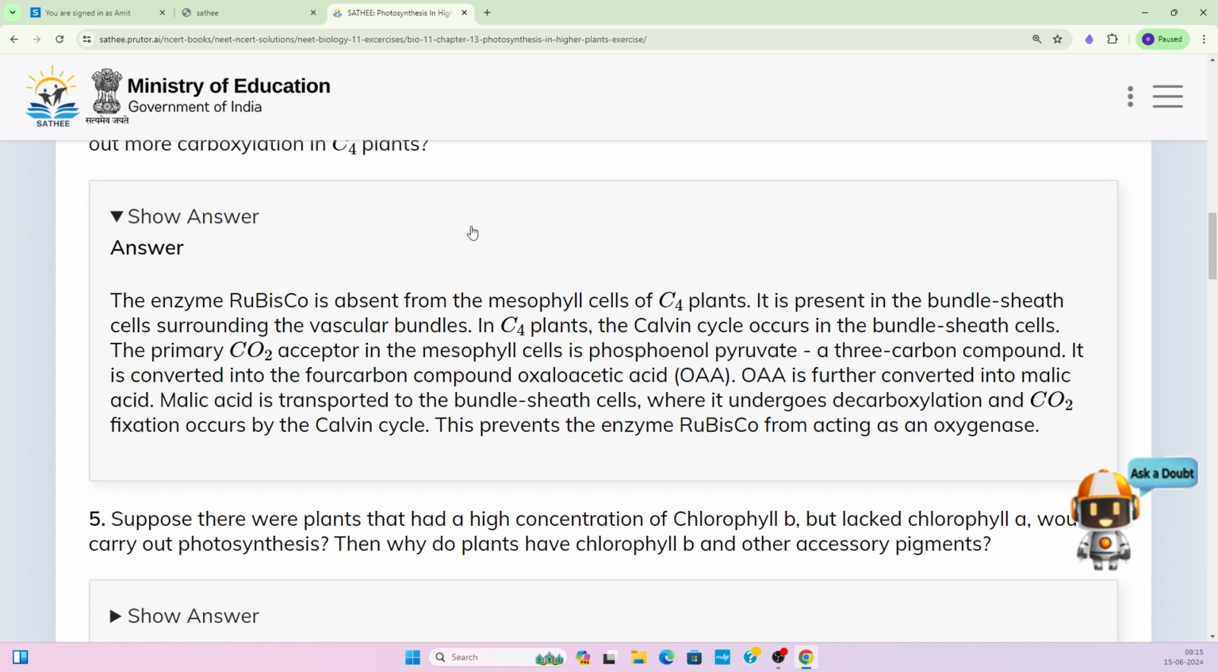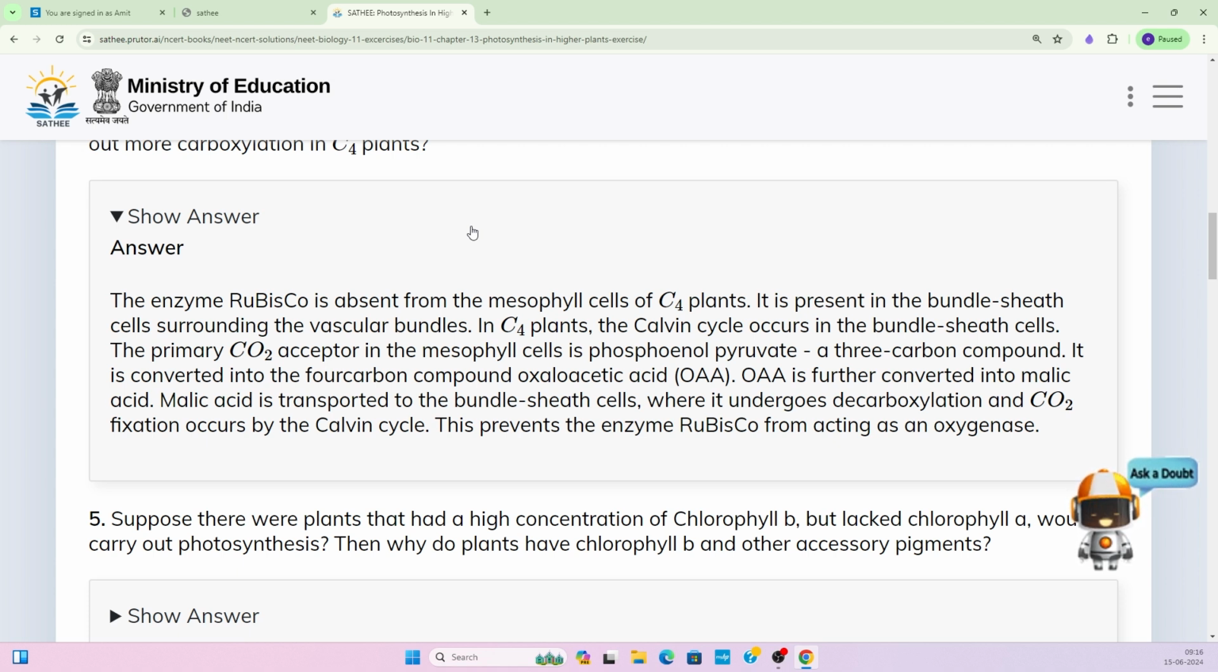It is not allowing the gases to move, any gas, that is the carbon dioxide or the oxygen. It is not allowing the carbon dioxide or oxygen gas to move into the bundle sheath cell. But the malic acid can enter this bundle sheath cell. So there, this malic acid is broken down and it releases the carbon dioxide.